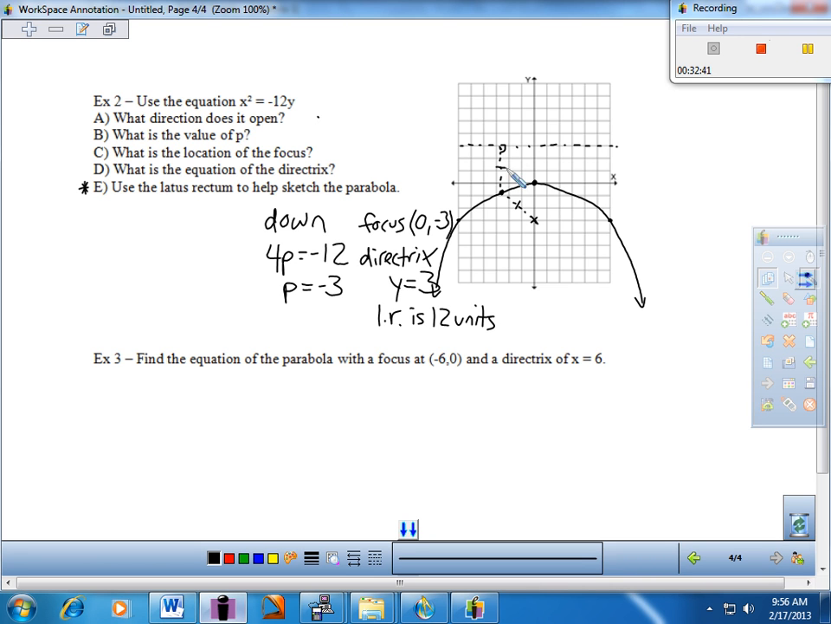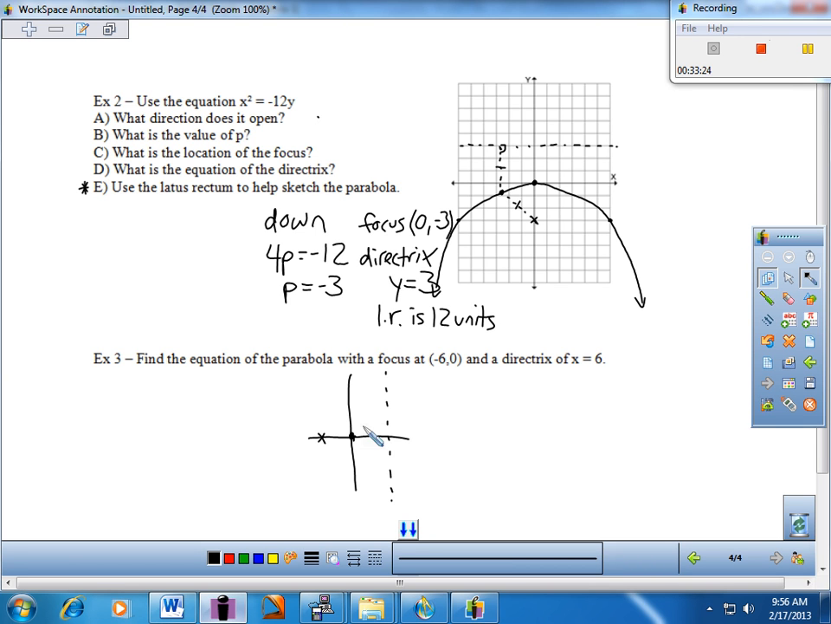How about one more, and then we'll wrap it up. Example 3. Find the equation of the parabola with a focus at (-6, 0), directrix of x equals 6. This is perfect. Be visual, though. I've been saying that all along. So here's the focus at (-6, 0). Here is the directrix at x equals 6. Vertex, of course, is going to be right in the middle there at the origin.